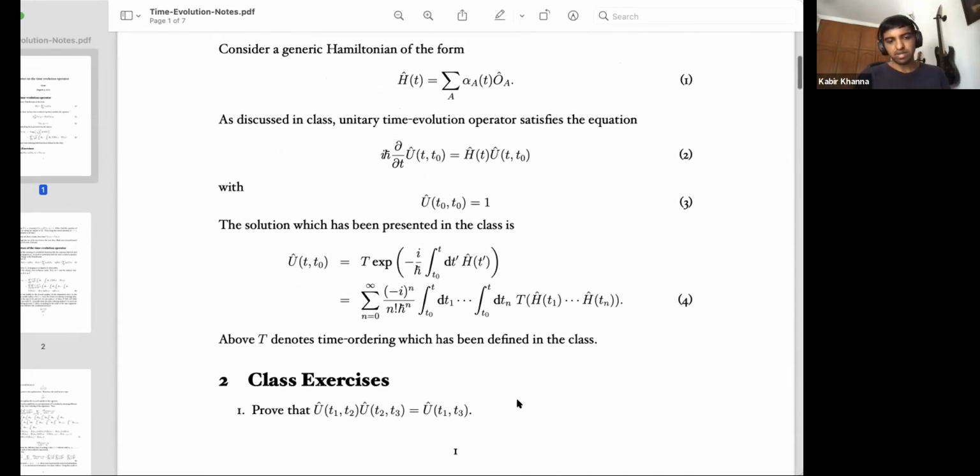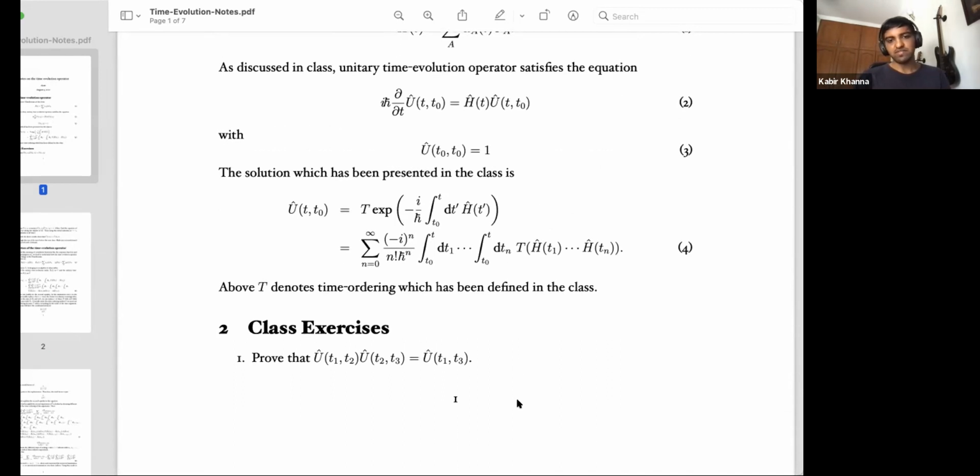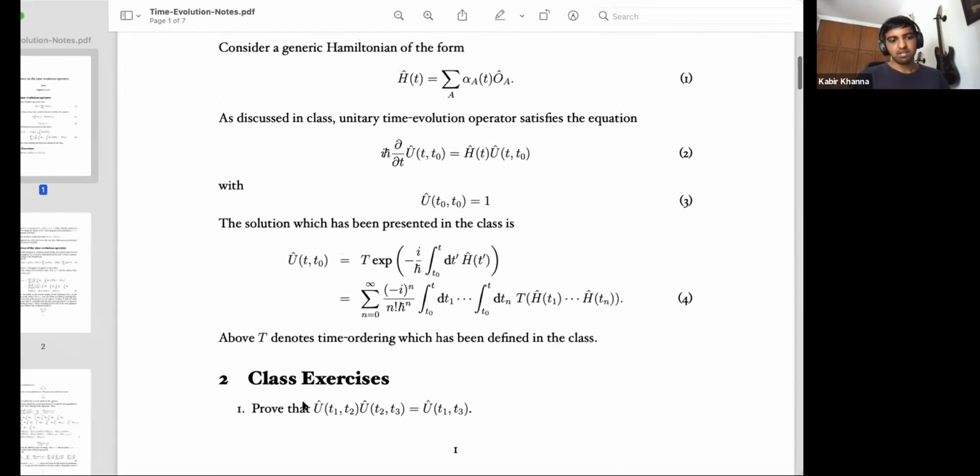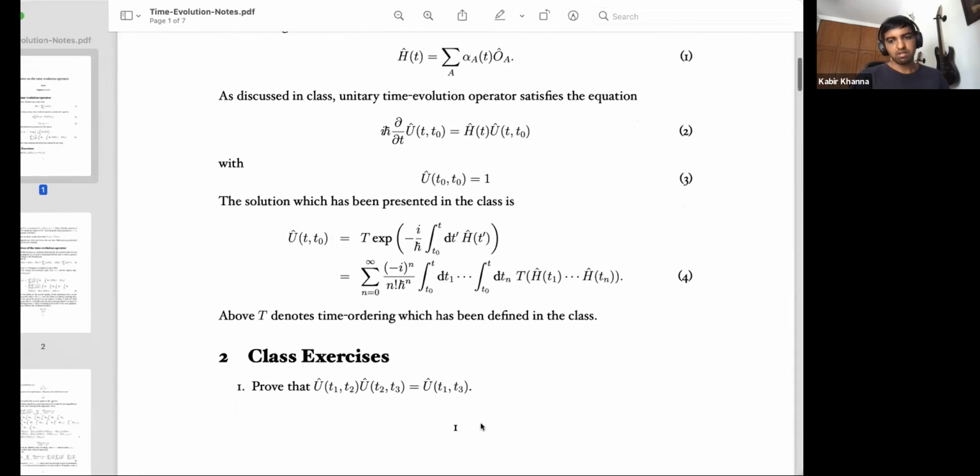By definition, U of T1, T3 acting on psi of T3 will give you psi of T1. On the right hand side, if you apply U of T1, T2 to psi of T3, it will translate to T2, and then applying it again will take it to T1. And that's true for all states. Yeah, certainly that's the correct way of proving it. That's excellent, the correct logic, because it's true for any arbitrary state.